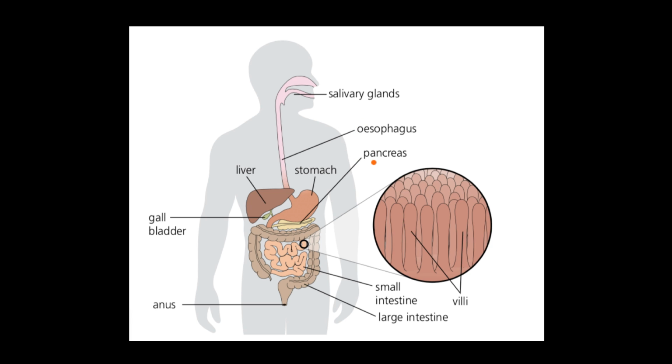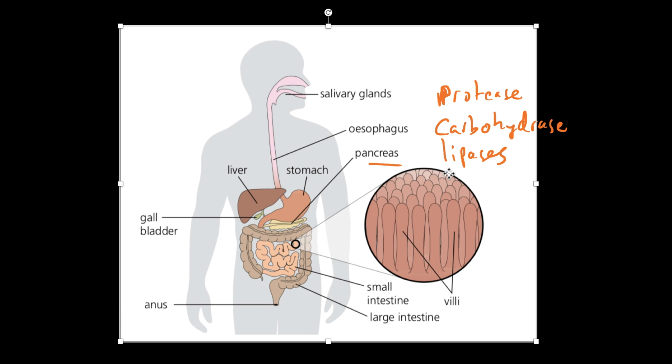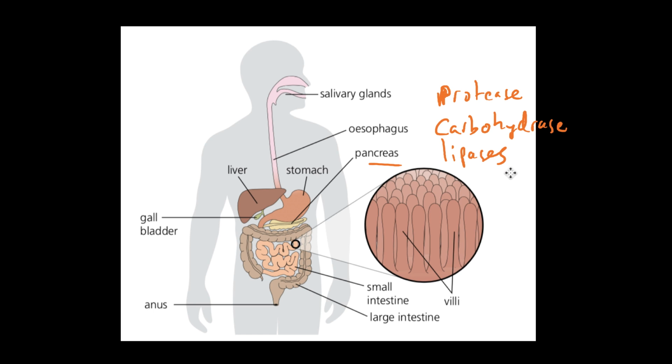Okay, the pancreas. The pancreas actually produces protease, a broad category of enzymes which break down protein, carbohydrases, which break down carbohydrates, and lipases, which break down lipids, which are fats and oils. Now, these enzymes are produced in the pancreas, but then they are sent off into the small intestine because they actually work in the small intestine, not in the pancreas. The pancreas' job is just to produce them.